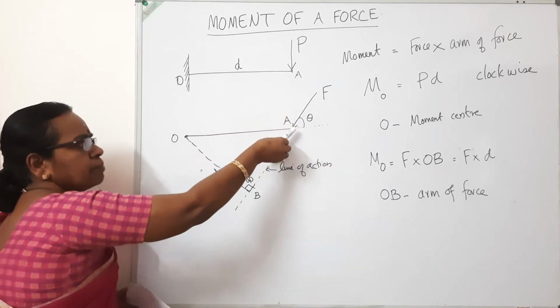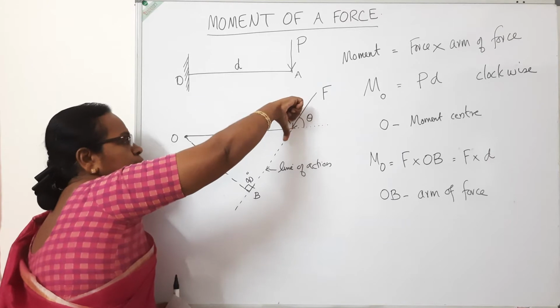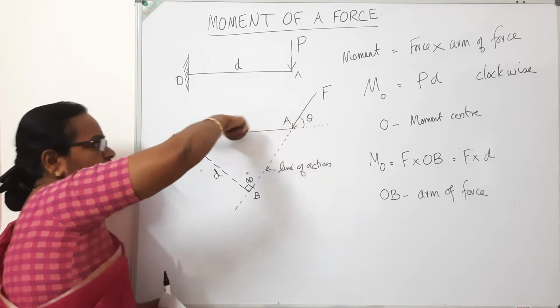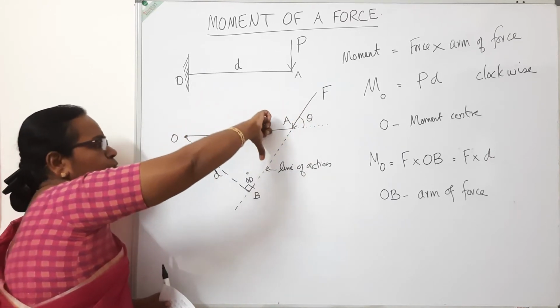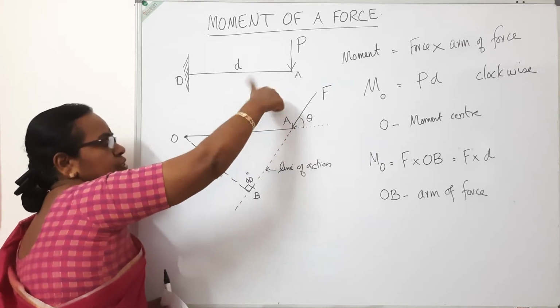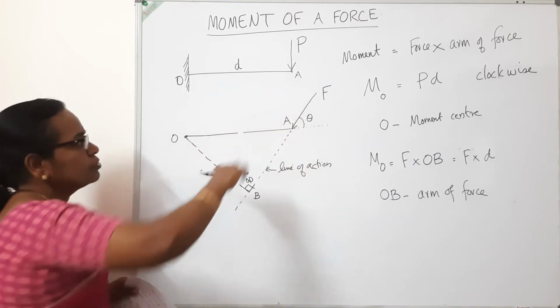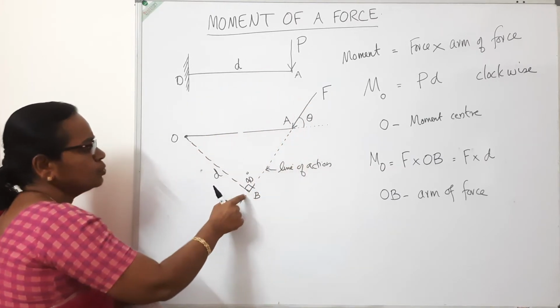You keep your pen in this direction, the tip of the pen, or keep your thumb in the direction of the force. Rotate your finger in the direction of O, the point about which you are going to take the moment. So the thumb goes clockwise, the direction in which the needle of a clock is moving, called the clockwise direction. So here also the moment is F into D.